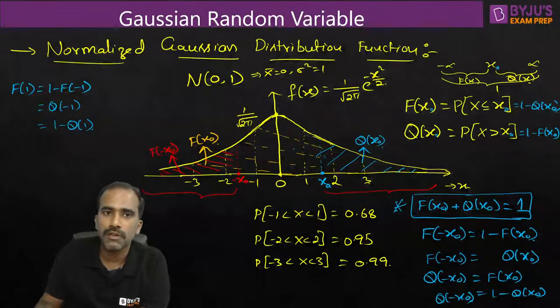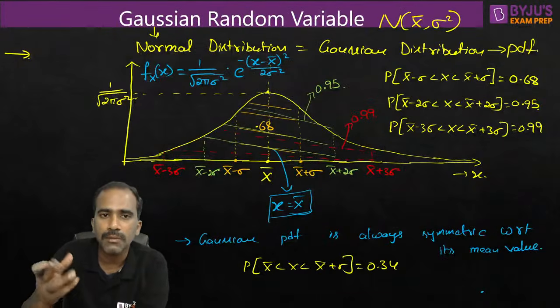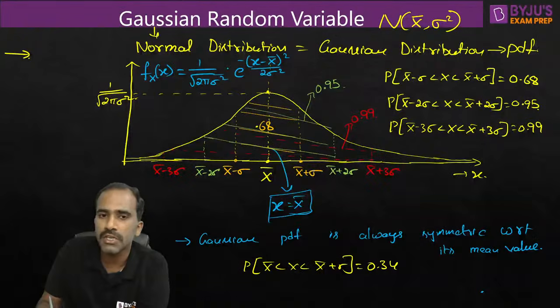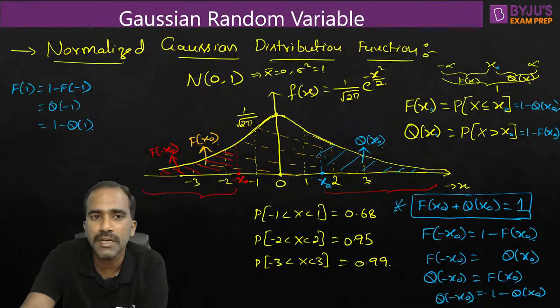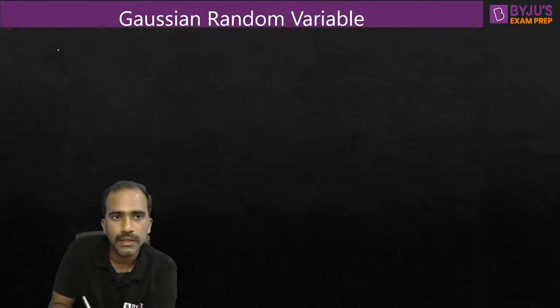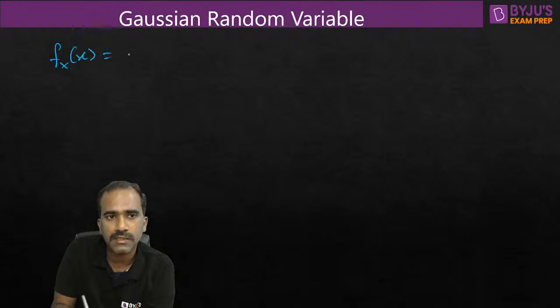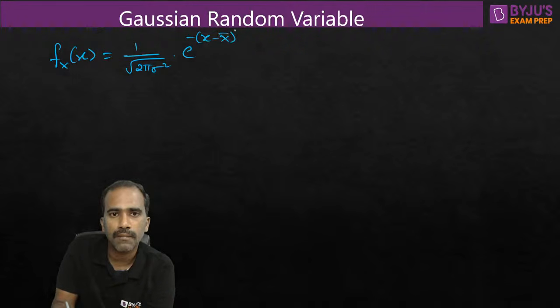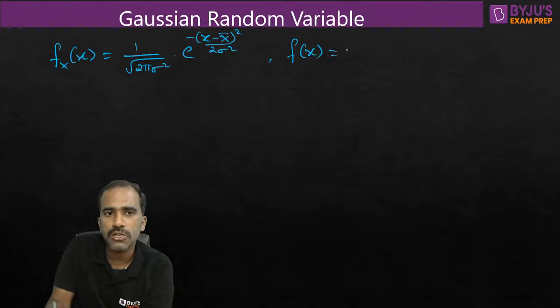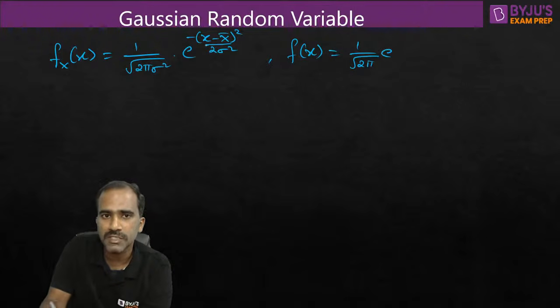Fine. That is the story of the normalized Gaussian distribution function. And how about the relation between a general Gaussian distribution function and the normalized Gaussian distribution function? Let's establish the relation between them. F_X of x represents a general Gaussian distribution function where the mean can be anything and the variance can be anything. And F of x represents a normalized Gaussian distribution function where the variance is 1. This is a special case of this: e power minus x square divided by 2, where the mean is 0 and the variance is 1.